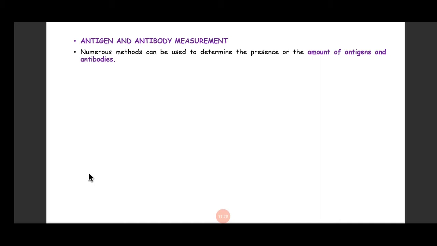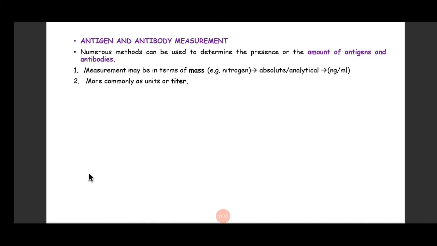Another thing you can do is the measurement of antigen and antibody. You can do it either by a conventional method, which means absolute quantification of antibody present in a specimen. This will give you an analytical value. For example, this much antibody is present in the serum, this many nanograms per ml. This type of measurement we do not do in a diagnostic lab. Rather, we do use measurement by titration.